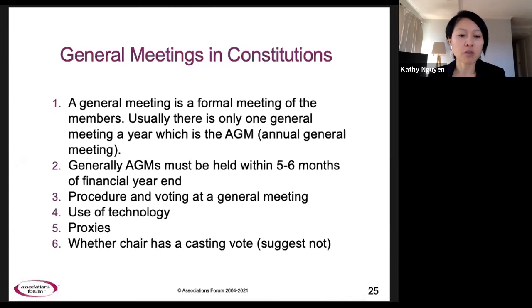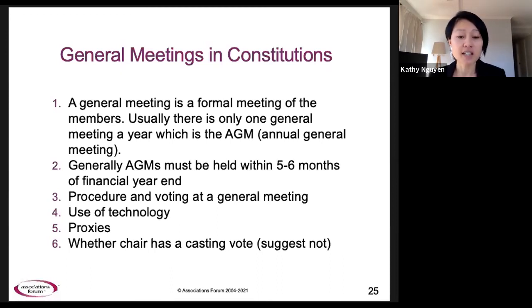Proxies. A proxy, basically, if a member can't attend a general meeting in person, they might be able to appoint a proxy to attend in their place. And so the rules around proxies and appointment of proxies are in the Constitution. And as I mentioned, under the Corporations Act, for example, a member has a right to appoint a proxy, whereas under the state acts, they usually leave it up to the Constitution, and some constitutions do not allow proxies and some do, and we're certainly fans of proxies. If a member can't attend, they shouldn't be disadvantaged from participating.